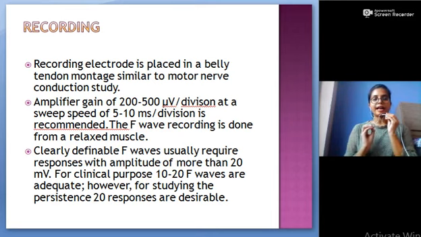The recording electrode, similar to the nerve conduction study, is placed on the belly of the muscle. Then the amplifier is set at 200 to 500 microvolt per division. The sweep speed is 5 to 10 milliseconds. The F wave recording is done from a relaxed muscle. For a proper interpretation for clinical purposes, we take at least 10 to 20 F wave responses.